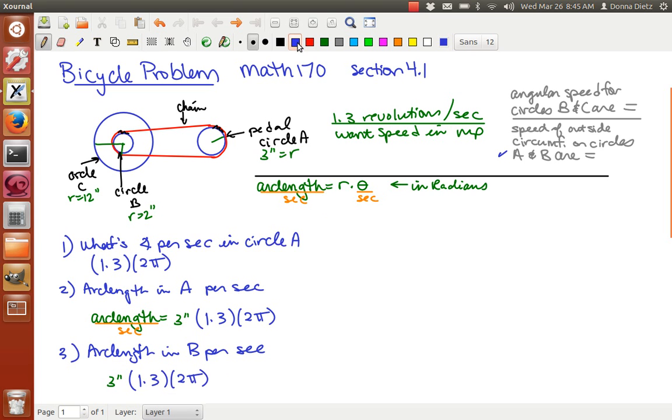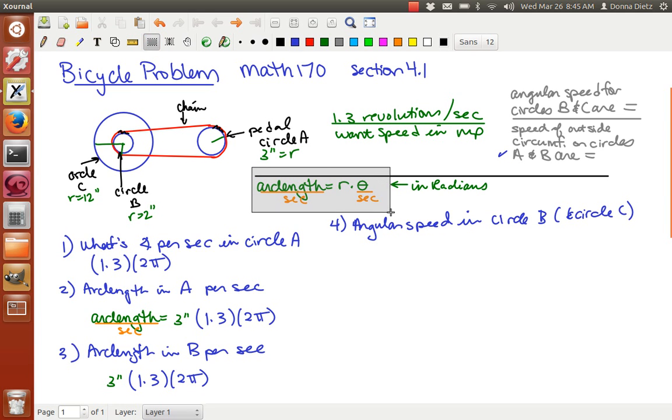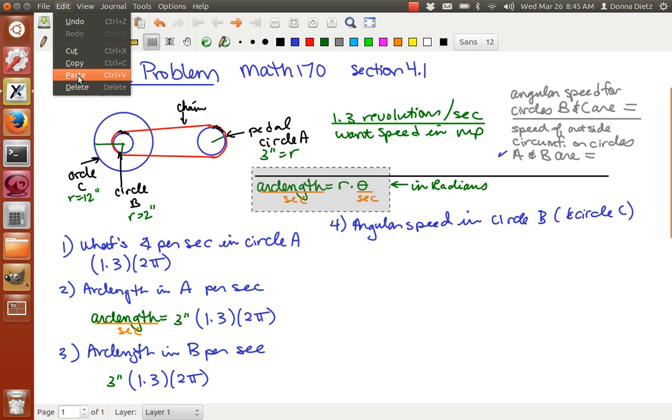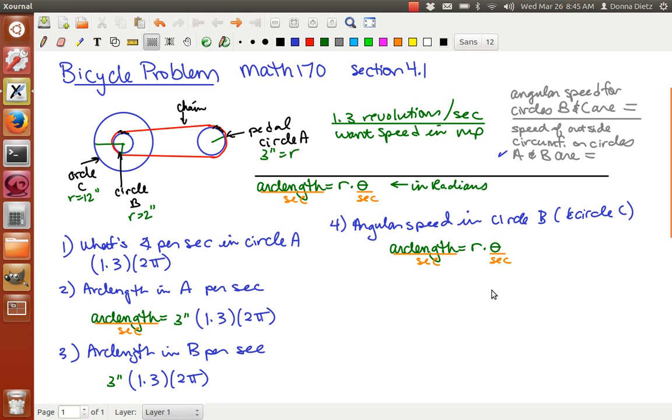Okay, now, question 4 that we need to ask. Angular speed in circle B and circle C, we get it for free because they're equal. So rather than splitting it into 2 questions, we can go ahead and just make it 1 question. Okay, so what do we need to know? We need to know the angular speed, so this is the piece we're looking for, right? But we already have arc length per second, so we're just going to grab this.